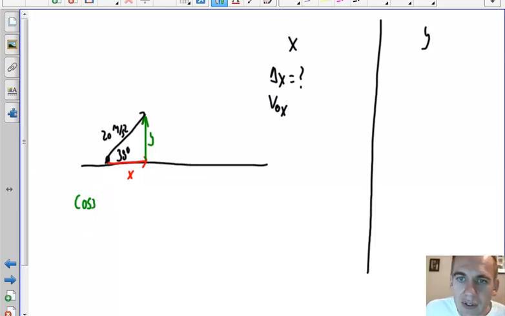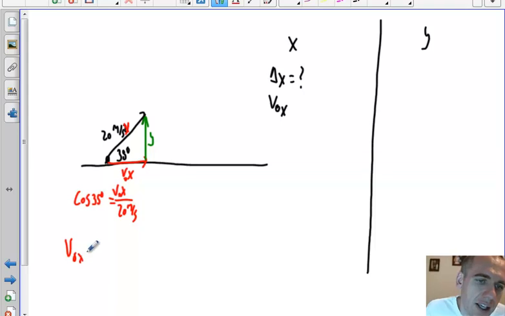Cosine of 35, well, if I'm using red for x, I'll use red for x. So cosine of 35 degrees is equal to my adjacent side, which is the initial velocity in x, v naught x, over the hypotenuse, which in this case is 20 meters per second, not 20 meters per second squared. So my initial velocity in x is 20 cosine 35. If I actually do the math on that, I know how fast it's going in the x direction. 20 cosine 35 is 16.4 meters per second.